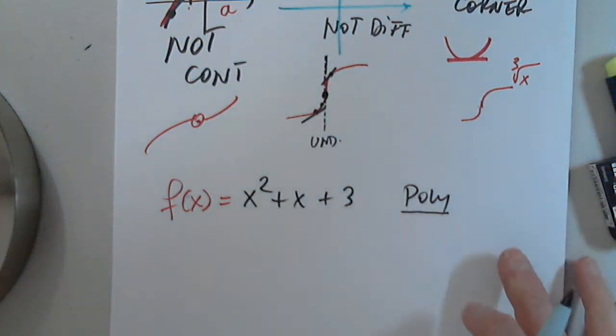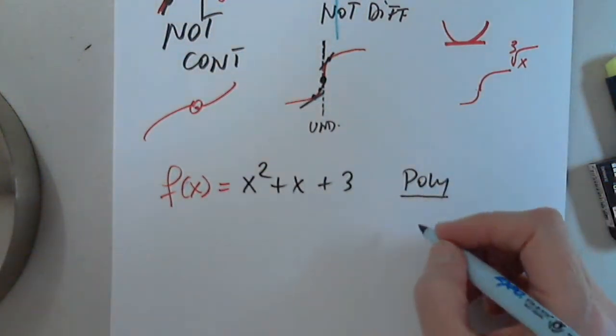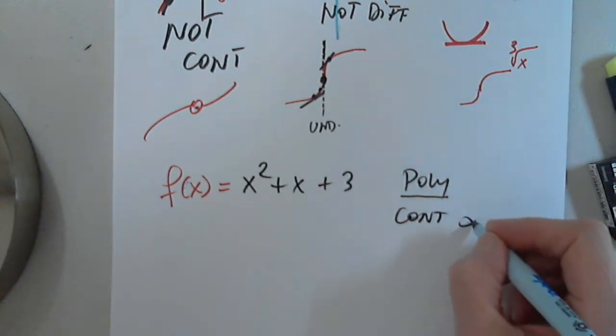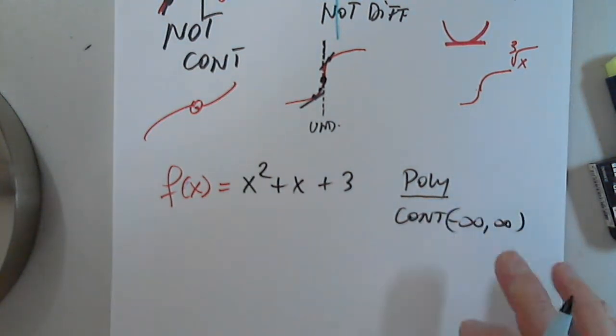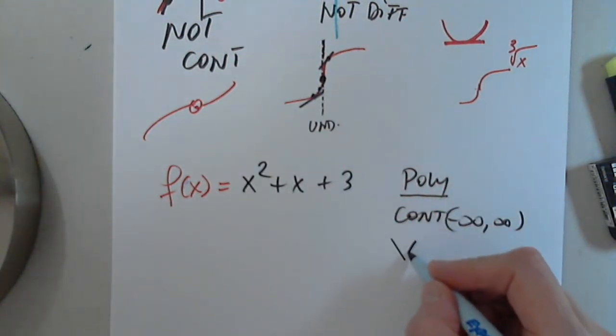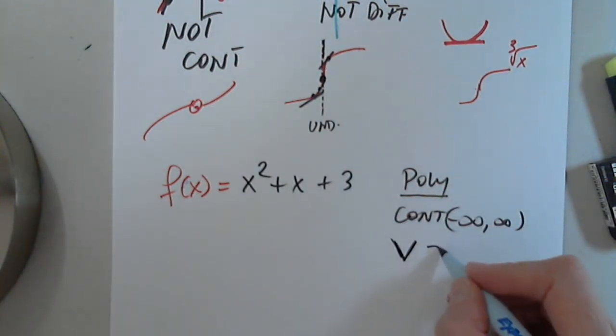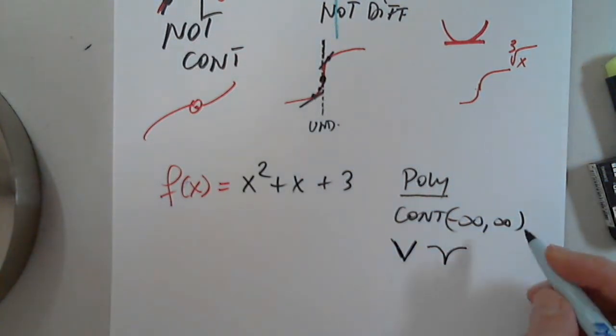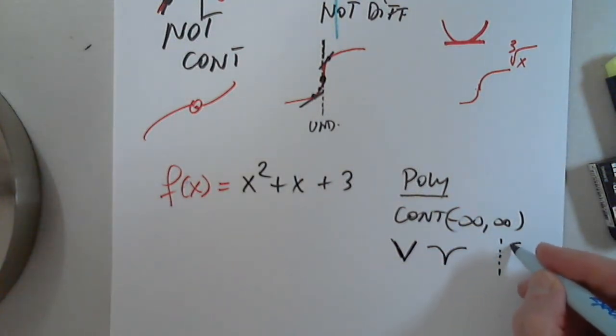Is it continuous everywhere? Yes. Continuous everywhere, or negative infinity to infinity. Does this function, when we graph it, have a corner? Does it have a cusp? Does it have a vertical tangent?